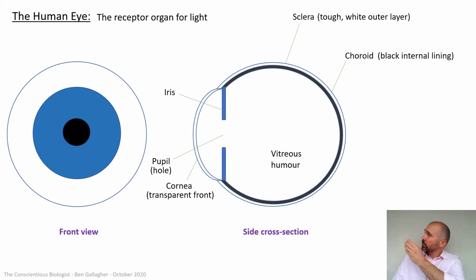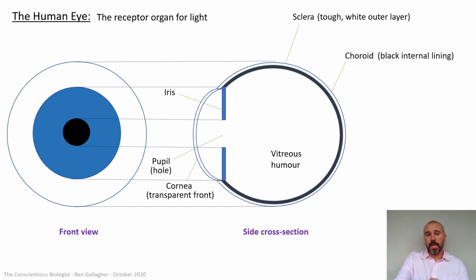Just to link up the diagrams here from the side cross section to the front, and if I draw lines across, you can see exactly how all these layers link up to what you see when you look at the front of the eye. So you're looking at there the white sclera that's at the top and the bottom, all the way around.